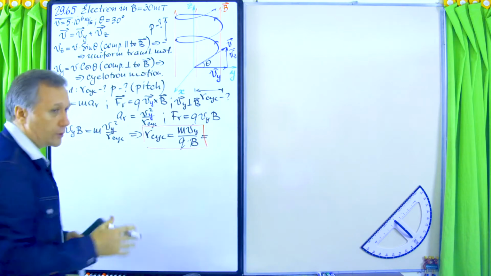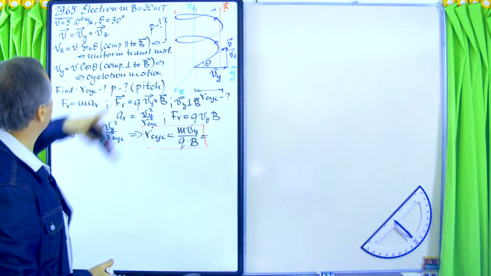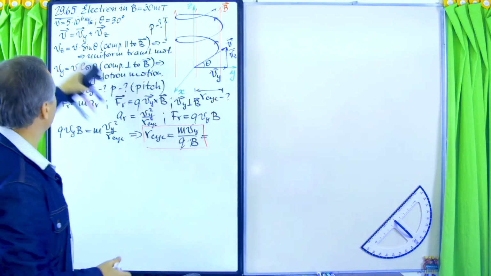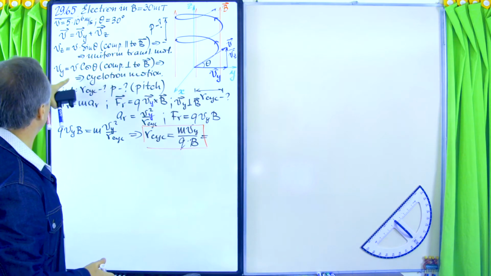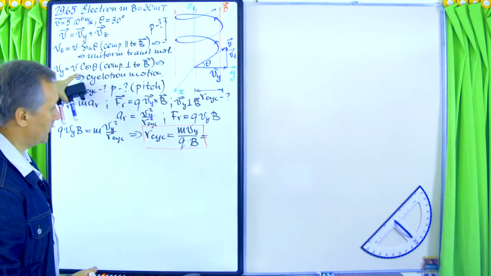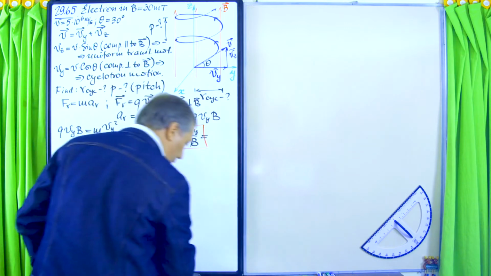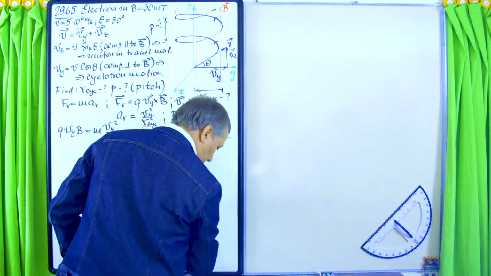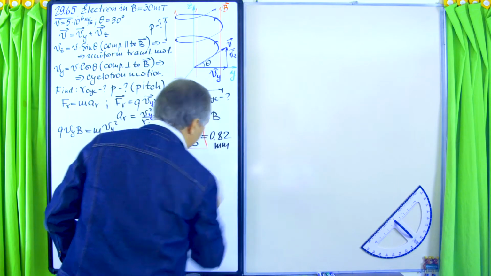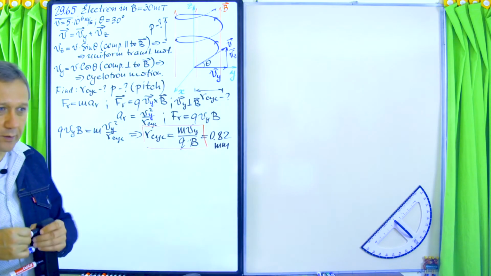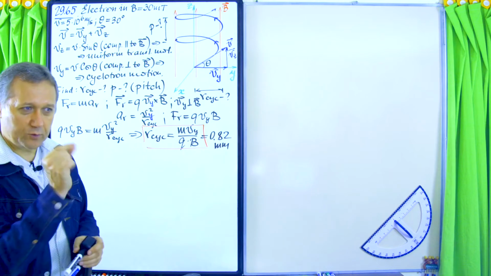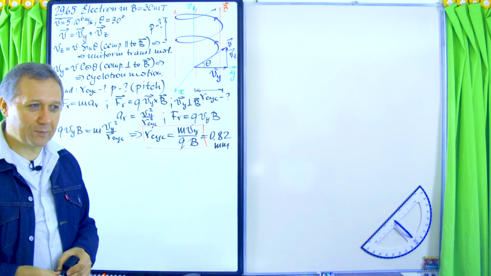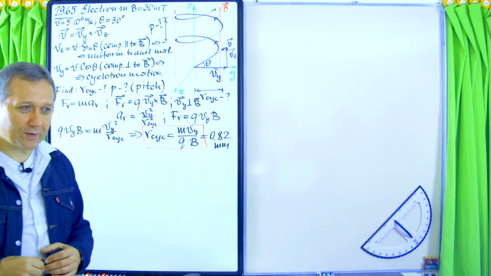Right. Mass of an electron, of course, you know, magnetic field is given. Velocity, of course, you can calculate. It's v sub y, which is v times cosine theta. Right. v times cosine theta. If you plug all that, you will end up with 0.82 millimeters. It's quite a small radius, right? Less than a millimeter. So the particle spirals with that radius.